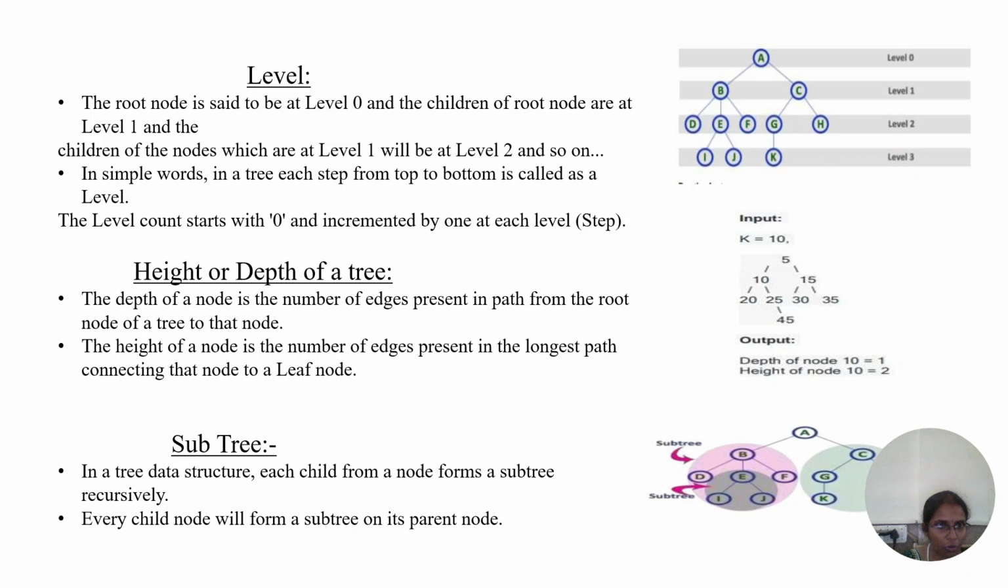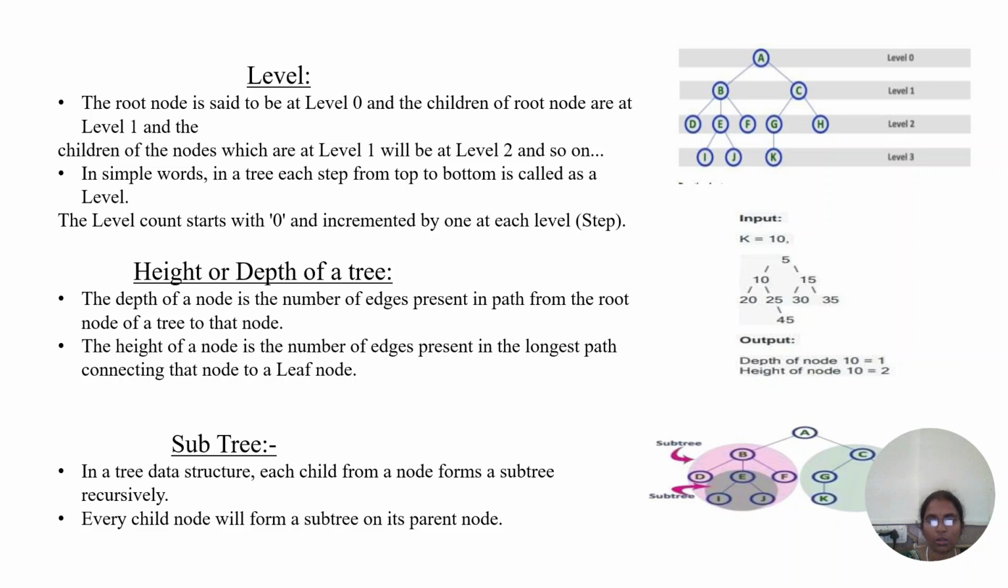Next we are discussing the height and depth of a tree. What is the height of a tree? The height of a node is the number of edges present in the longest path connecting that node to a leaf node. That means from that node down to the leaf node, we count the number of edges, and that count becomes the height of the node.